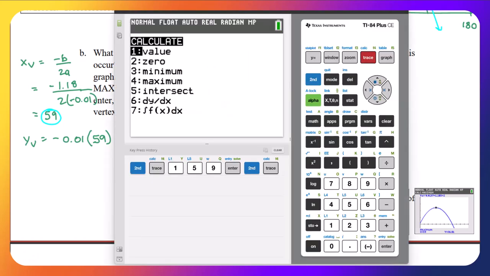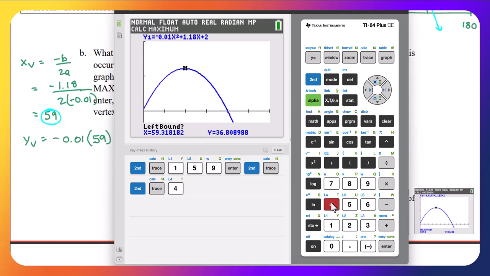There's another way to find the vertex without doing negative b over 2a. If you look at the parabola, the vertex is at the maximum point. And at second calculate, we get this menu, and there is a maximum choice. So if I press 4, I get this screen. Down at the bottom it says left bound. So here's the maximum. What you want to do is go to the left, use the left arrow, and go somewhere to the left of the vertex, and then press enter.